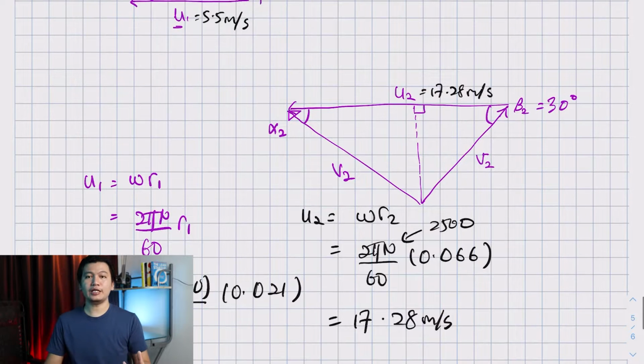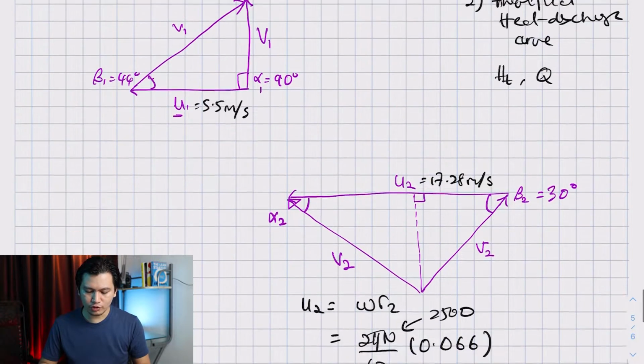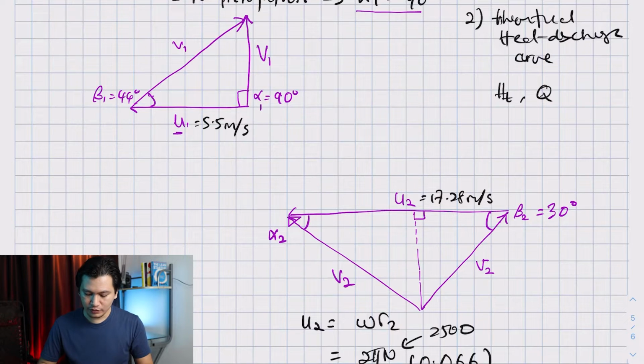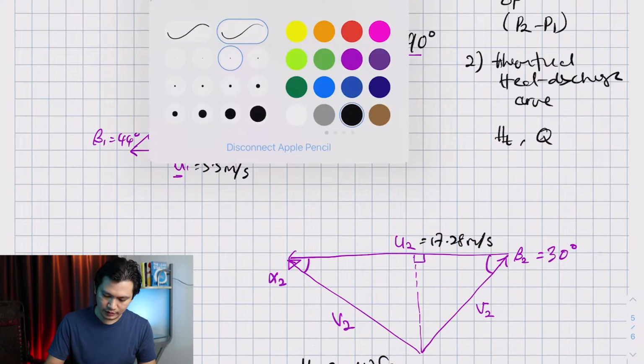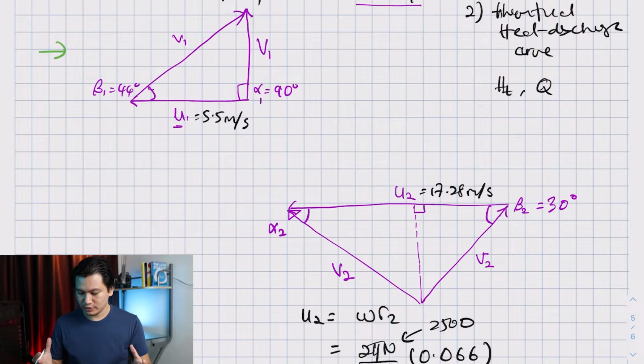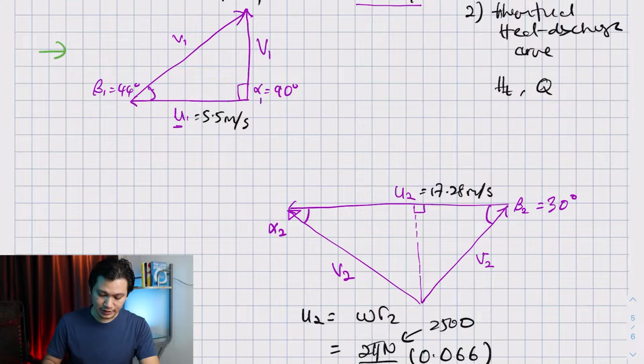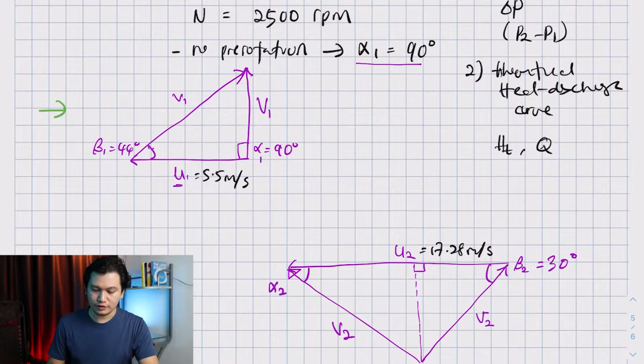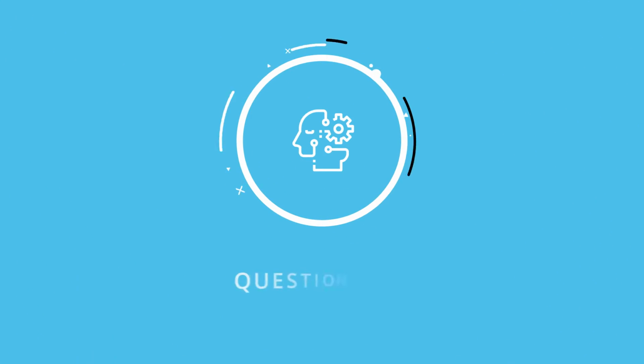Now that we have U1 and U2, we are almost completing the triangle. For the inlet triangle, using trigonometry, you can find the velocities V1 and small v, because you have the angle and you have U1. But at exit, you need to find some things first before you can complete the velocities and the angles. So what we are going to do now is take a look again at the question. What does the question really want?